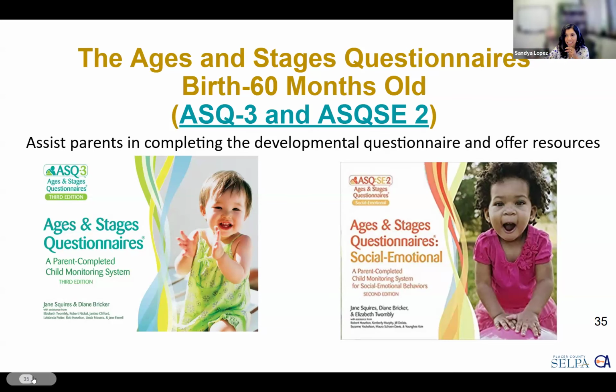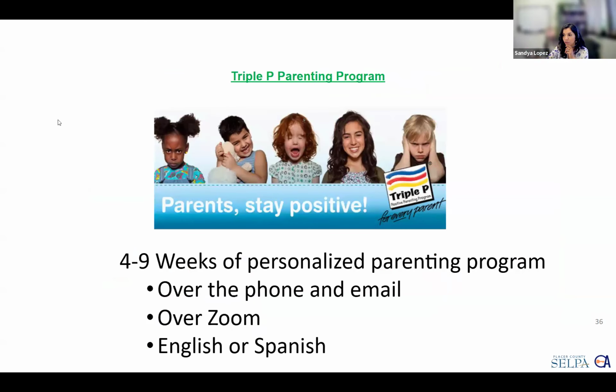And then the last slide for the warm line is that the warm line team has been trained on Triple P parenting, so they're able to give that training to parents. So if there's any interest around that, it's 4 to 9 weeks of personalized parenting program. It can happen over Zoom, so it can be a virtual training, just because it's very hard sometimes to get parents in an in-person capacity. And this actually is available in English or Spanish. So we have a trainer who can do this parenting class in Spanish as well.